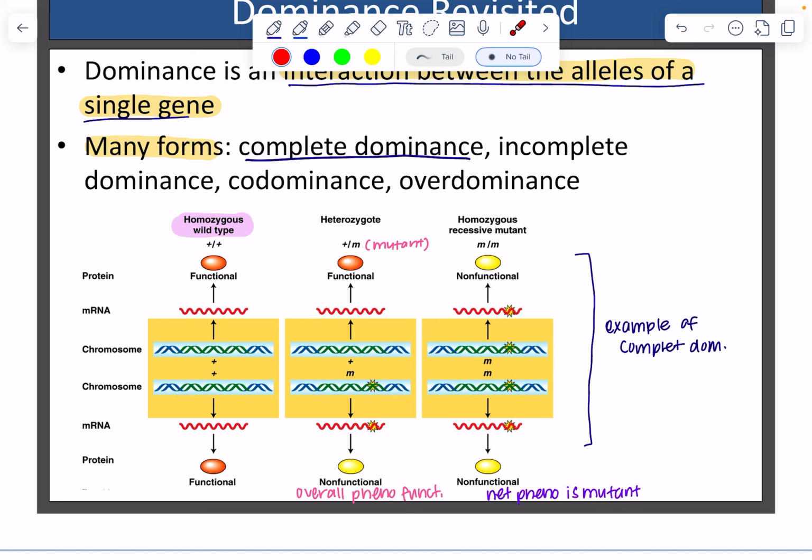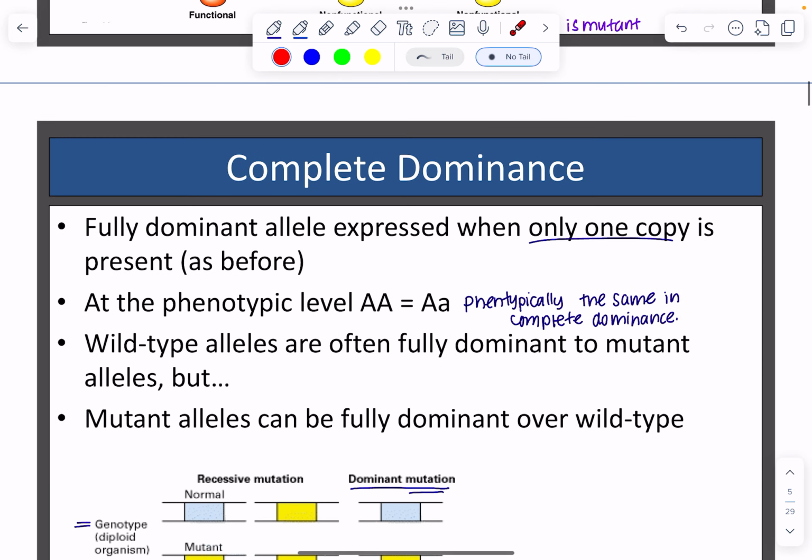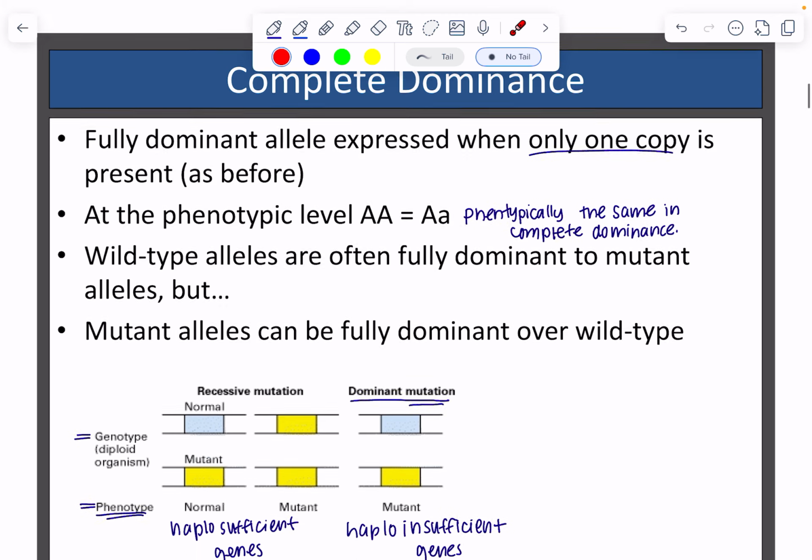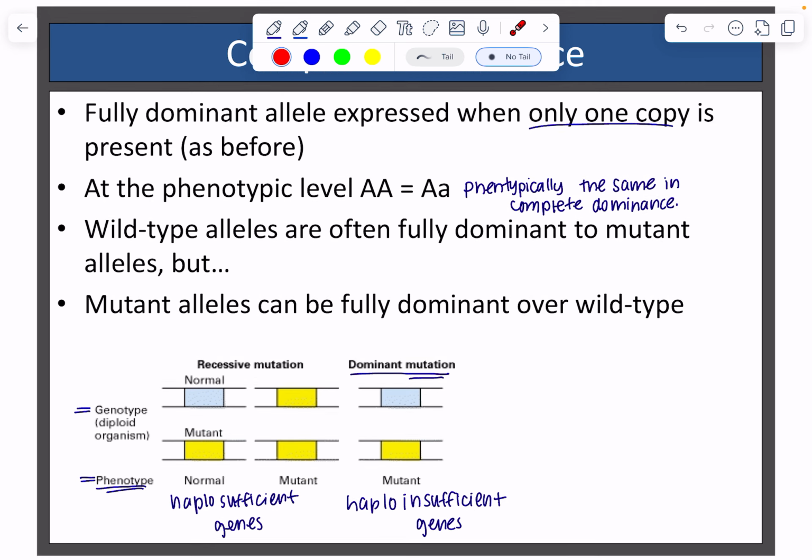And that's just the normal dominant versus recessive. That's complete dominance, what we're used to seeing. Only one copy is necessary for that phenotype to be present. This homozygous genotype is phenotypically seen, but this one also produces the same thing as that one. I think this is the easiest one to understand, and we're probably all confident in understanding how complete dominance works.